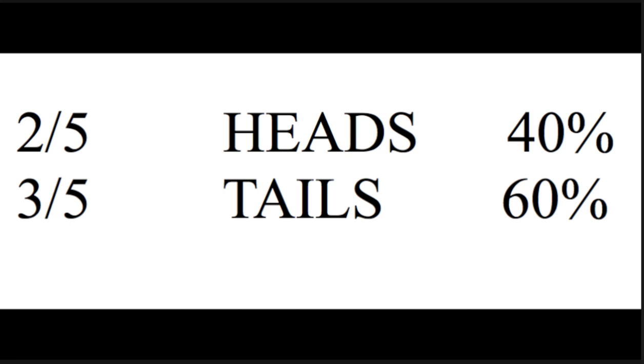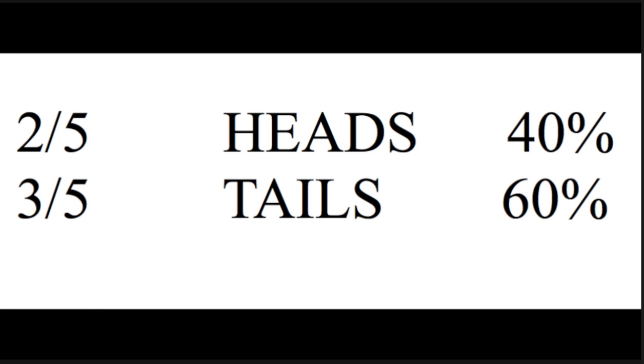And anytime you see in a question, if somebody can tell you, we flipped the coin 10 times and it landed on heads 10 times, what's the theoretical probability the next flip will be heads? Well, it's always 50%, because in theory, the next flip is always going to be 50%.